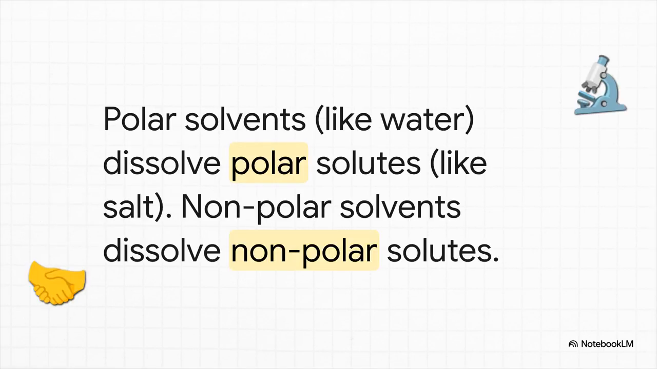And this brings us to the number one golden rule of solubility. You've probably heard it: like dissolves like. It's all about something called molecular polarity. So, polar solvents, like good old water, are amazing at dissolving other polar things, like salt. But on the other hand, you have nonpolar solvents, like benzene, and they're what you need to dissolve nonpolar stuff, like naphthalene, which is what they use in mothballs.